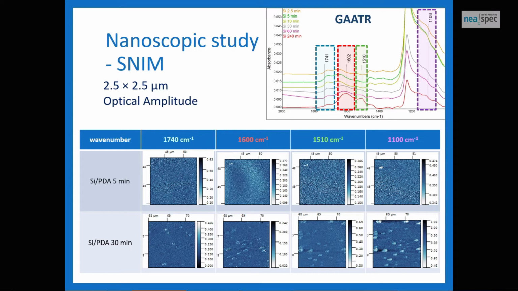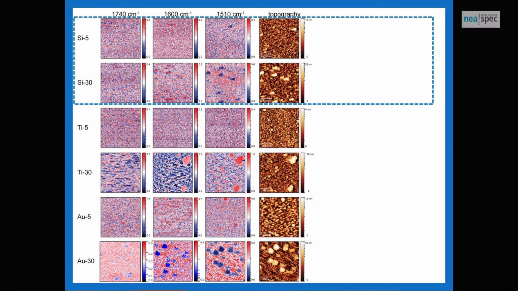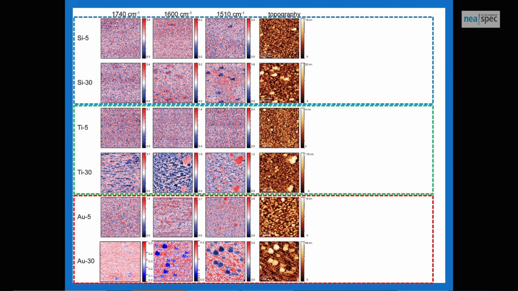In the images, you can see that there are very weak signals at short time of polymerization. Unfortunately, we couldn't see a signal of the intermediate at 5 minutes. But after 30 minutes polymerization time, we could see signals of all intermediates. When we compare all surfaces and their optical phases, we still observe an increase of the number of the intermediates in the case of silicon, titanium, and gold surface.